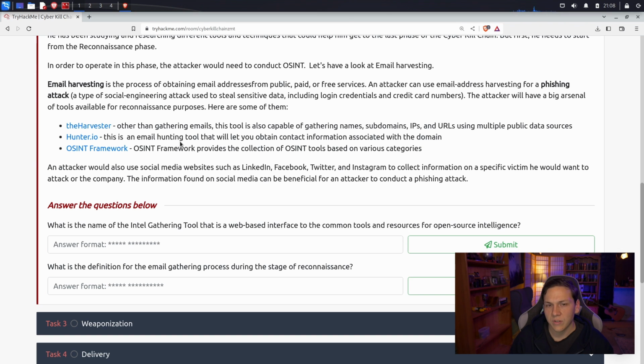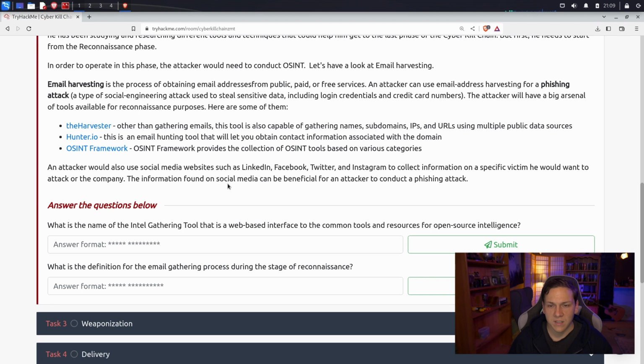An attacker would also use social media websites such as LinkedIn, Facebook, Twitter, and Instagram to collect information on a specific victim he would want to attack or the company. The information found on social media can be beneficial for an attacker to conduct a phishing attack.